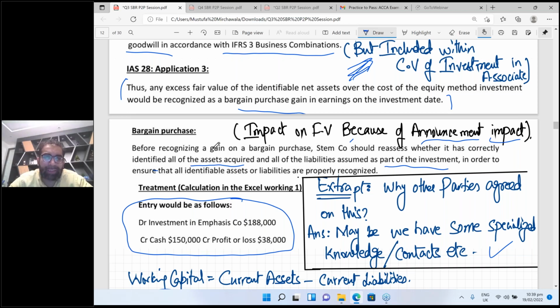Did you understand it? Please tell me. All of you please comment. Did you understand 70 or 80% of this?